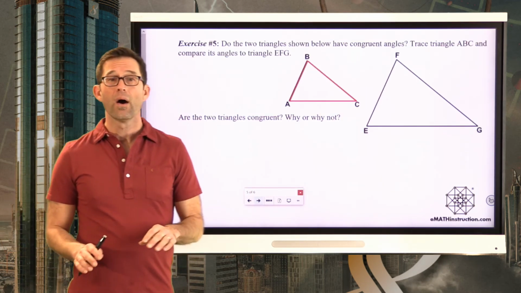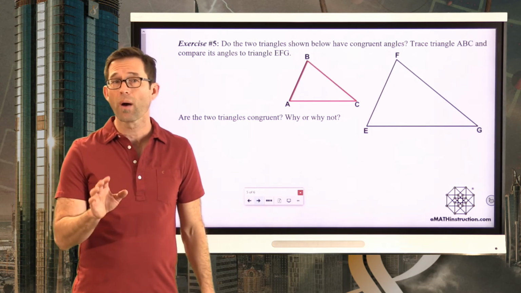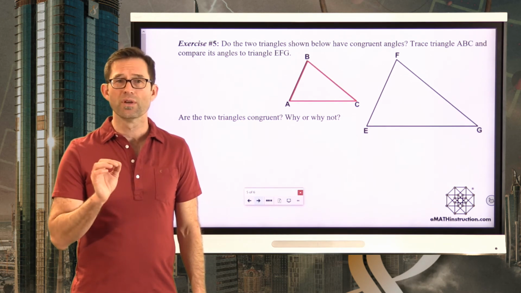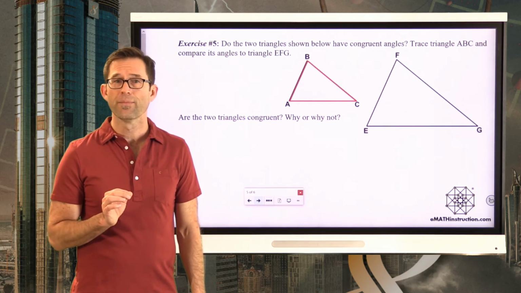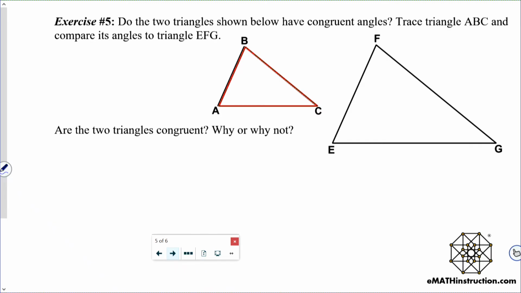All right. Now, in the next lesson, we're going to concentrate exclusively on triangles. Triangles are probably, debatably, but probably the most important geometric shape that's out there. All right. So let's look at exercise number 5. Do the two triangles shown below have congruent angles? Trace triangle ABC and compare its angles to triangle EFG. Then, are the two triangles congruent?